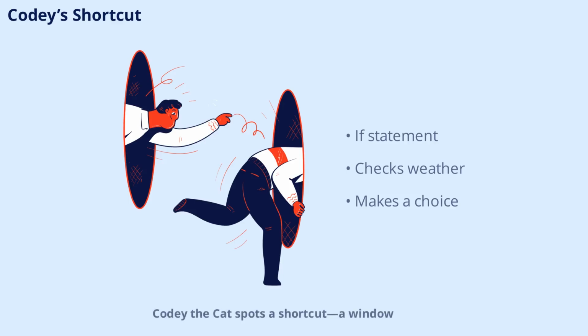Cody the cat spots a shortcut, a window, but it's only open if the weather is sunny. Cody uses an if statement to check the weather. If it's sunny, he jumps through the window. If not, he stays with the team. This shows how selection statements help make decisions based on conditions.